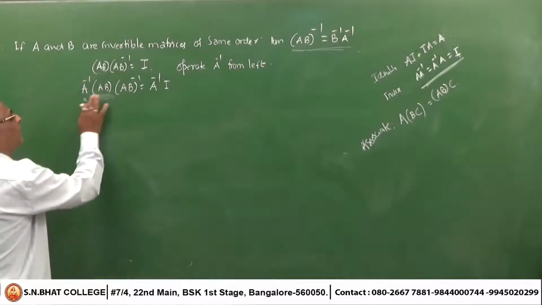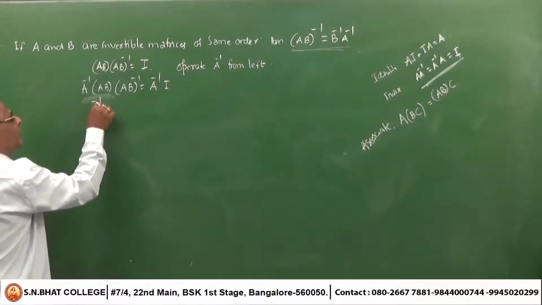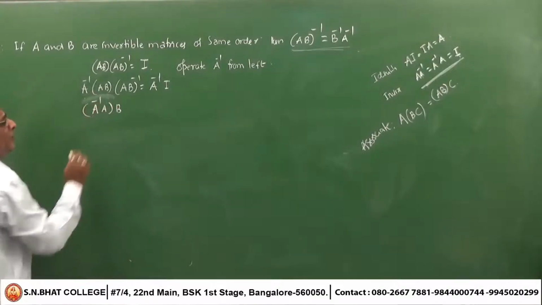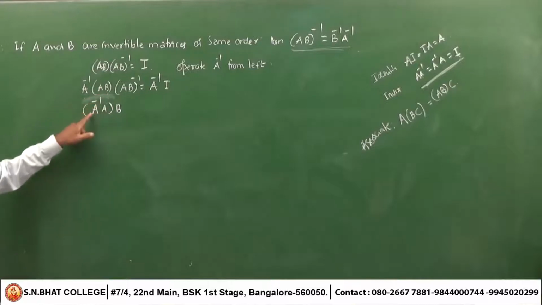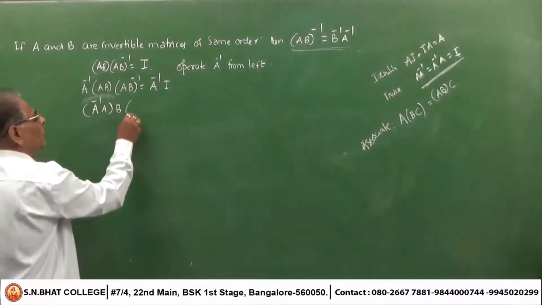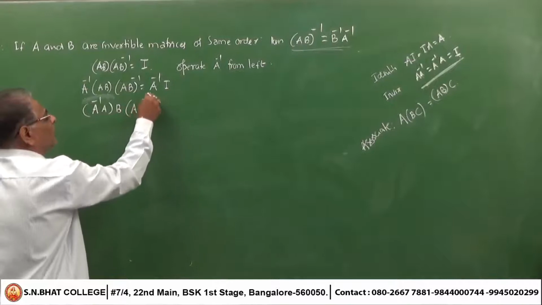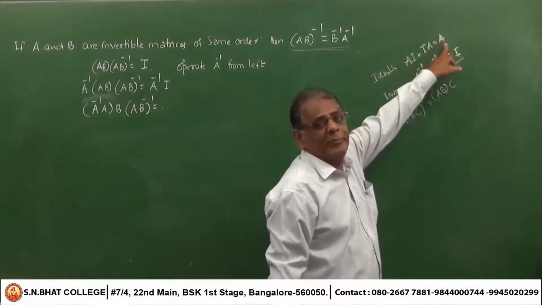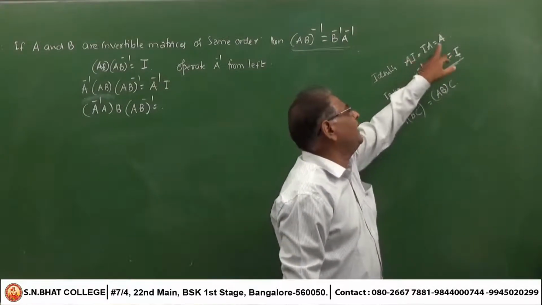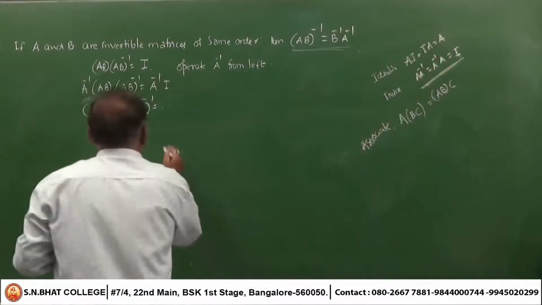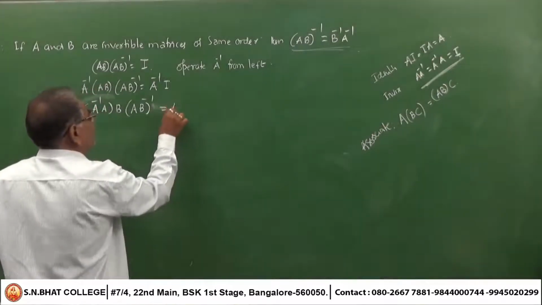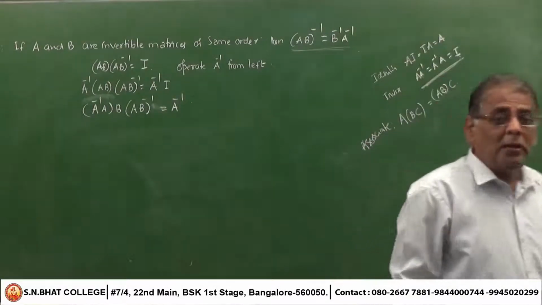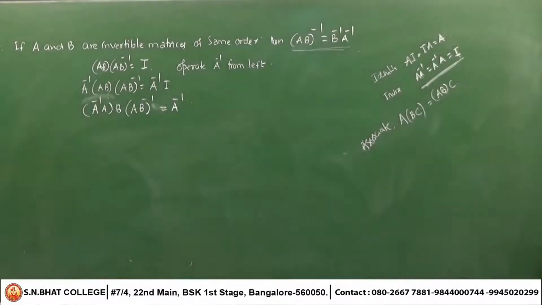Apply that formula. After applying it becomes A inverse into A into B, A into BC is AB into C, into AB whole inverse. What is A into I? It is nothing but A. A inverse into I is nothing but A inverse. The right hand side is A inverse into I, which is A inverse. Multiply by A inverse from the left.